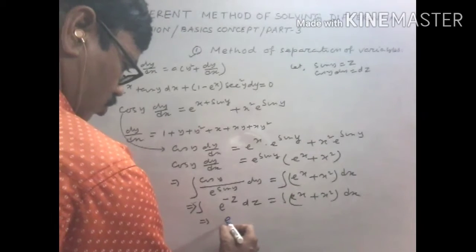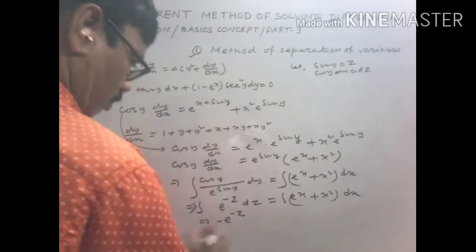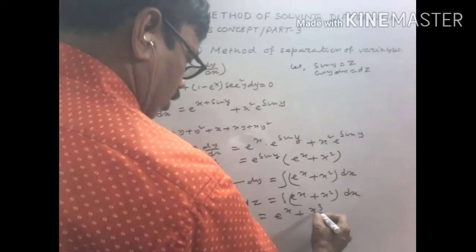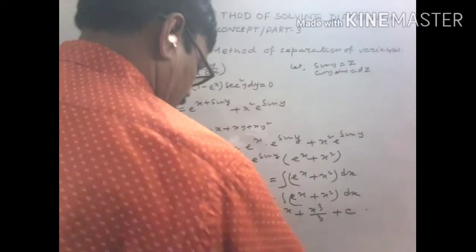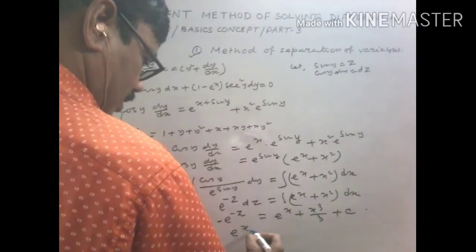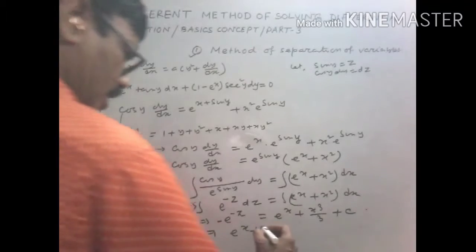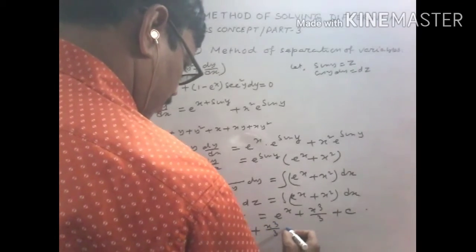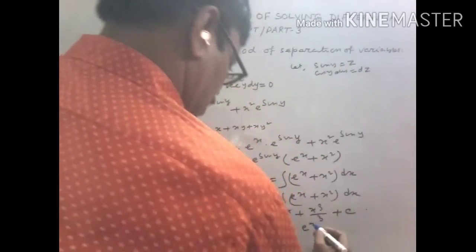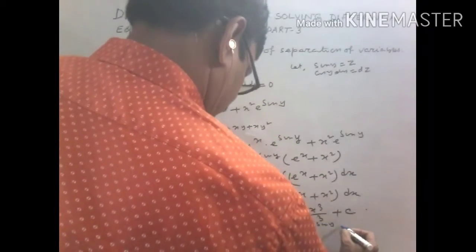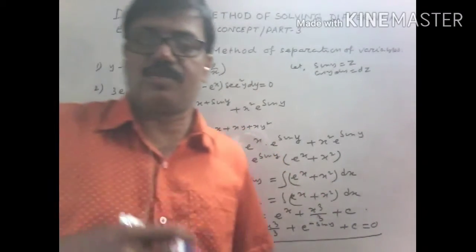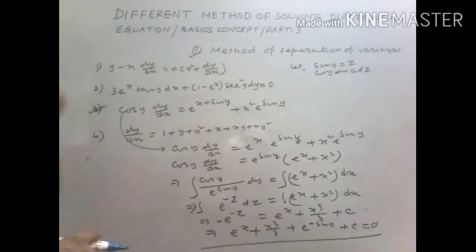So this is e to the power minus z over minus 1. It is e to the power x plus x cubed by 3 plus c. So e to the power x plus x cubed by 3 plus e to the power minus z, what is z? z is sin y, plus c equals 0, which is the general solution.